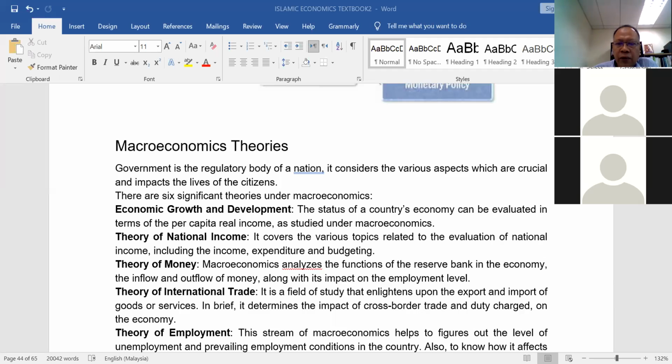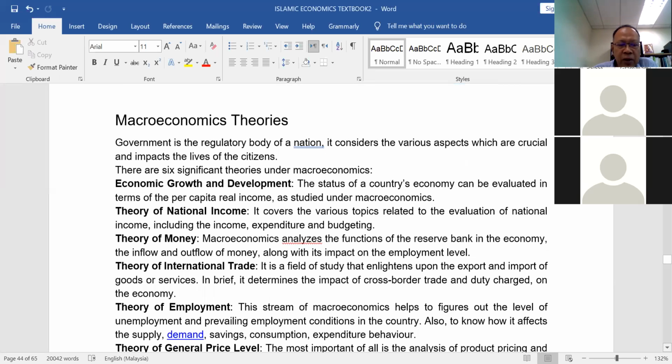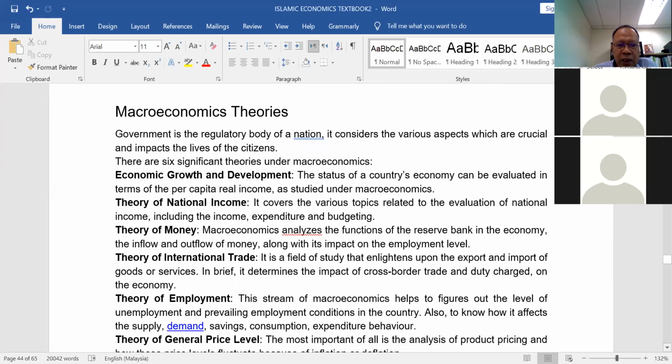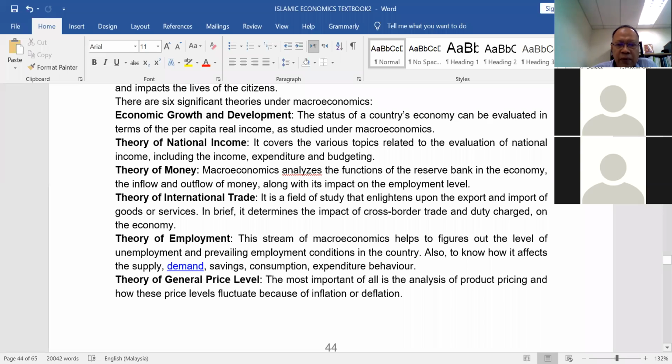And then theory of employment. This branch of macroeconomics helps to figure out the level of unemployment and employment conditions in the country. And theory of general price level, the most important of all is the analysis of product pricing, which determines the increase or the decrease in the inflation.